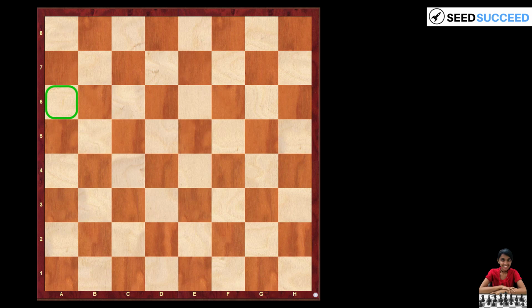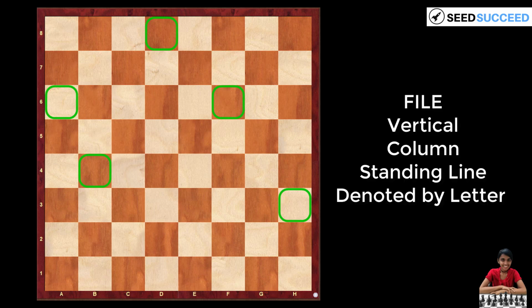So now let's try to locate the files. This square belongs to A file. You just have to drag your hand down and find this is A. So this is A file. And this is in B file, so this one would be in F file. This is H file, this is D file. So this is the way we locate the file. So file as in vertical column, and in kids' terms it is a standing line.